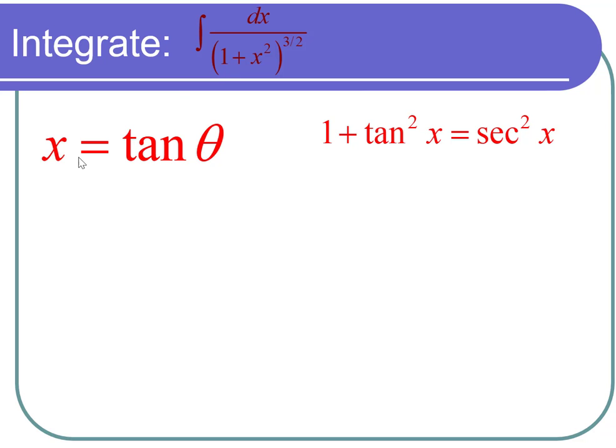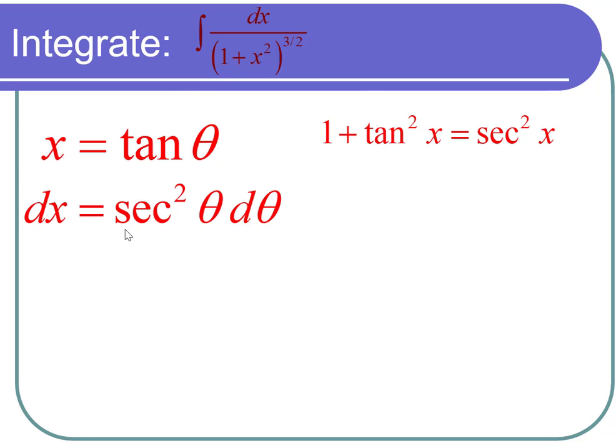So if x is tangent of theta and I take a derivative, I get dx equals the derivative of the tangent, which is secant squared of theta d theta.